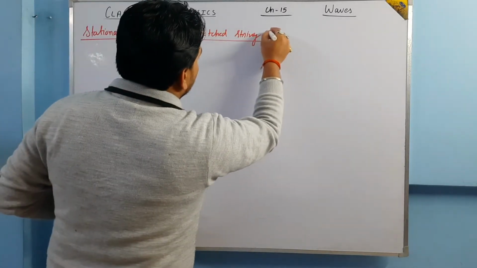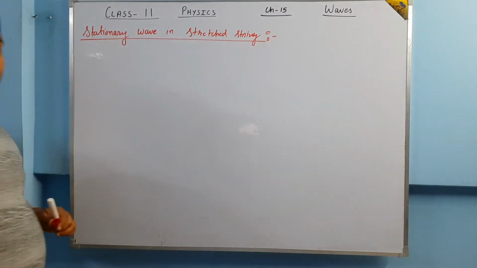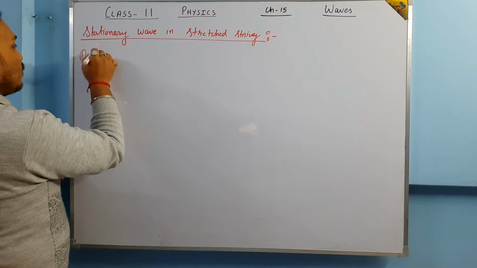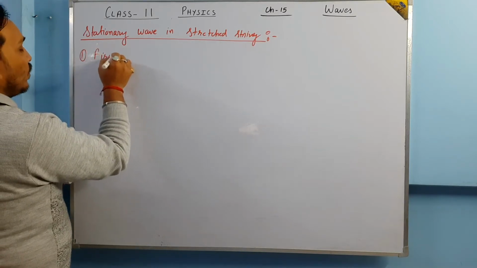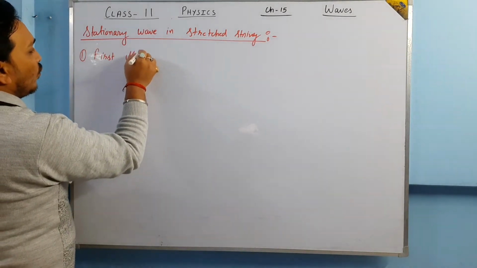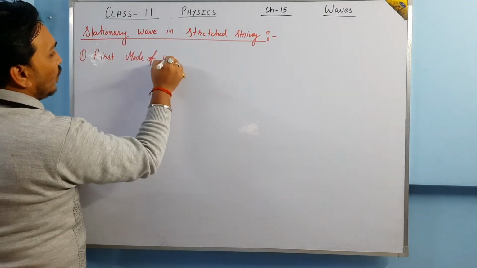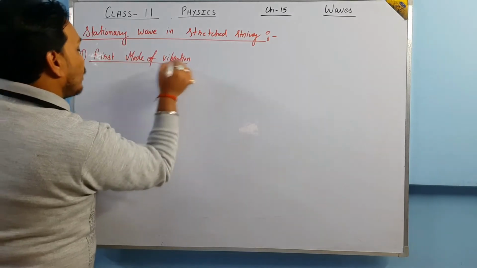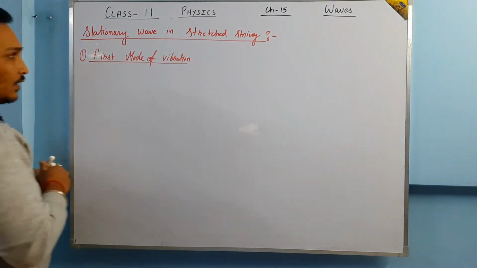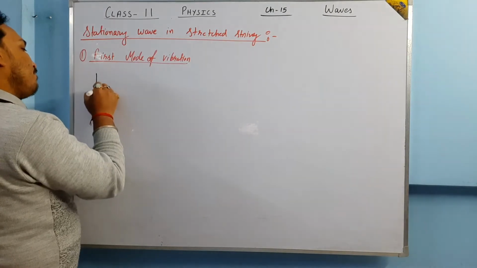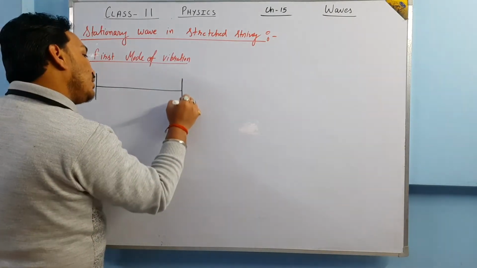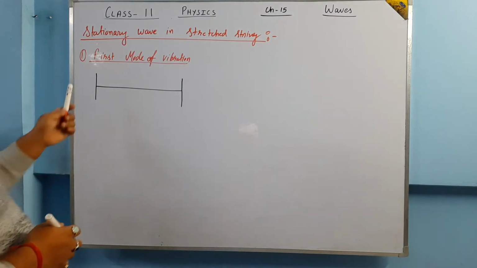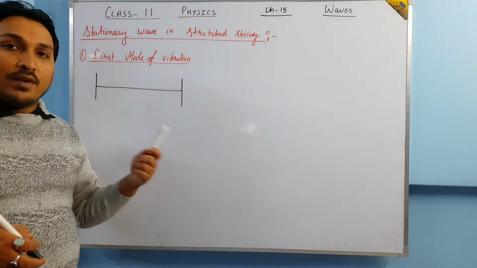Stationary wave in a stretched string. There are modes of vibration. So let us start with the first mode of vibration. What happens if the string is attached between two rigid supports? So these are the rigid supports. They will behave as a rigid boundary.